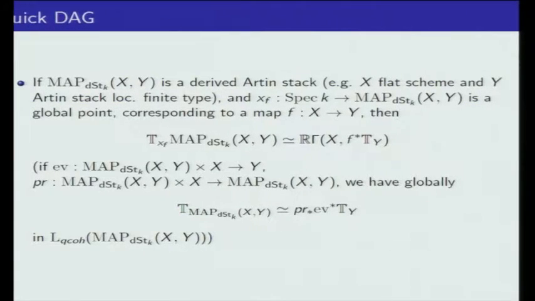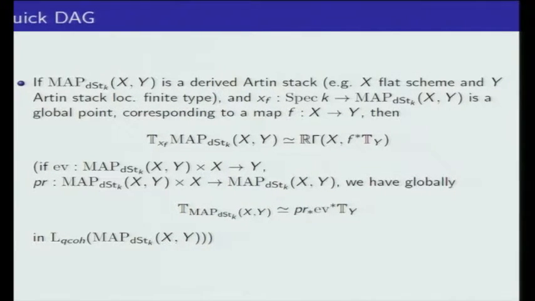And another thing I want to mention is that if you take the derived internal hom between two derived stacks, so X and Y are derived Artin stacks, and you take the mapping derived stack between them. If this is a derived Artin stack, so there are conditions, I wrote some condition there, but there are other possibilities, then the tangent is given by what people use to make deformation theory for maps.